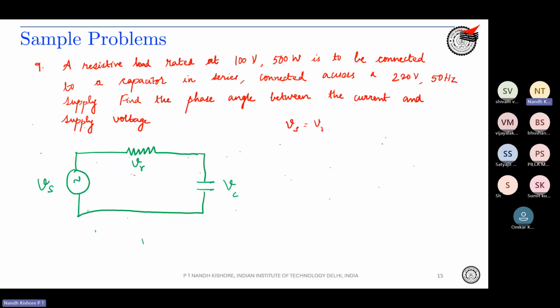Vs is equal to VR plus Vc. Can you write it like this directly? Vs is equal to VR plus Vc. Is it possible? Can I write directly Vs is equal to VR plus Vc? Yes, sir.